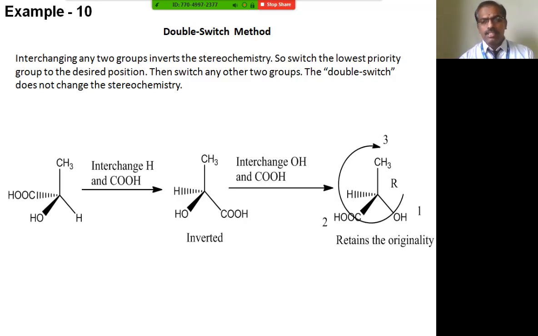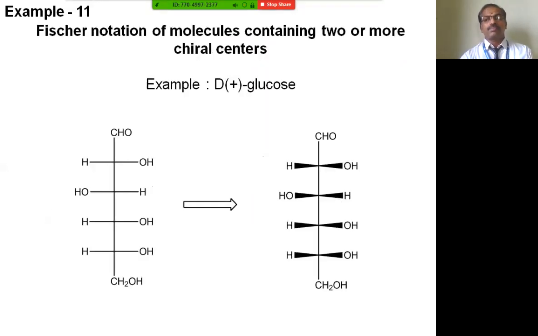Two interchanges, one more interchange. According to your wish, you can interchange OH and CHO. So what will happen here? I have tried, then accordingly I have prioritized the molecule. So OH is always 1, CHO is 2, then 3 is the CH2OH group. But the lowest priority group hydrogen is on the dashed bond, so as it is, it retains the originality. As it is, your right hand representation. This is a clockwise direction, so it is the R configuration.